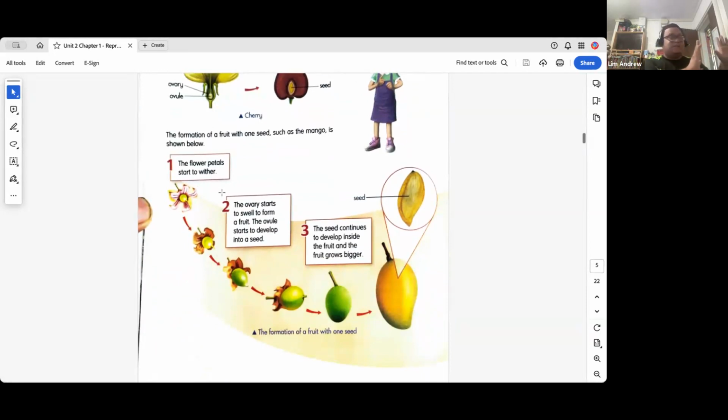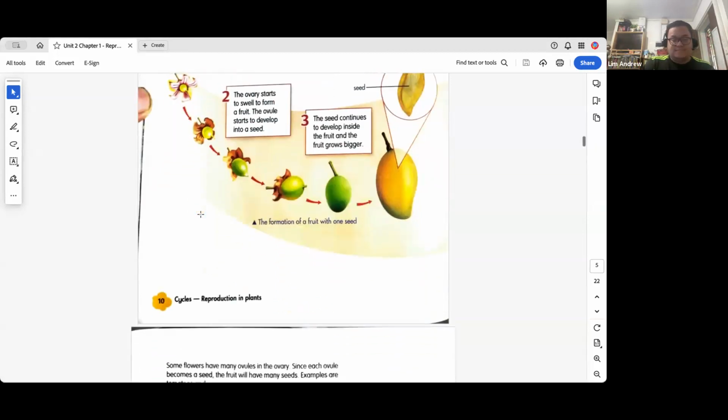So after it's been fertilized, the male and female cells fuse to form a seed. The flower petals begin to drop off. As everything starts to drop off, it leaves just the ovary. The ovary will start to swell to form into a fruit. The ovules will start to develop into seeds. And as time goes by, the seeds will continue to develop inside the fruit, and the fruit gets bigger. After some time, the fruit will ripen and be ready to be eaten or to be dropped off to form a new plant.